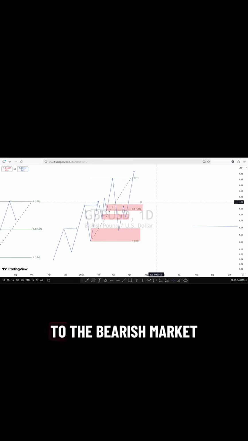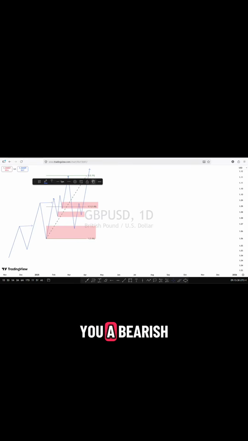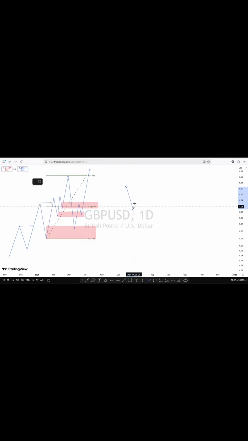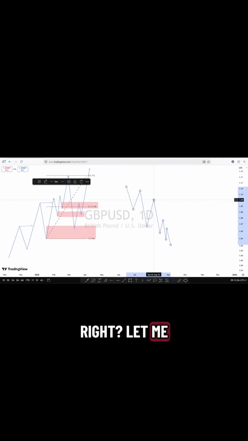Same thing applies to the bearish market. So let me give a bearish example. Just imagine we have a bearish pattern like this, break of structure, and we have another break of structure. Maybe we have something like this, right? Or let me just adjust this a bit. So we have this first break of structure and we have this second break of structure, right?